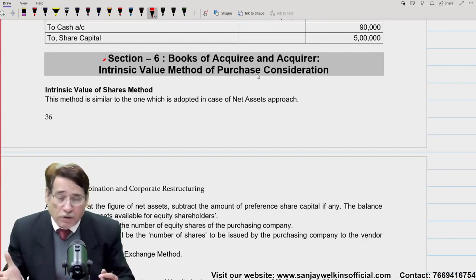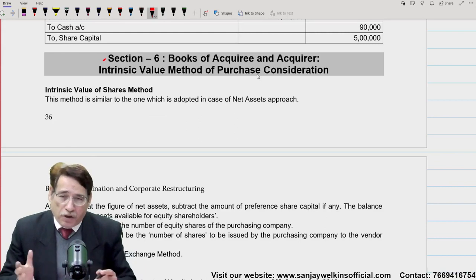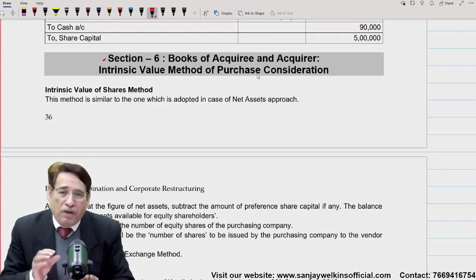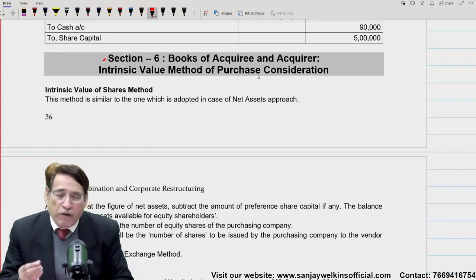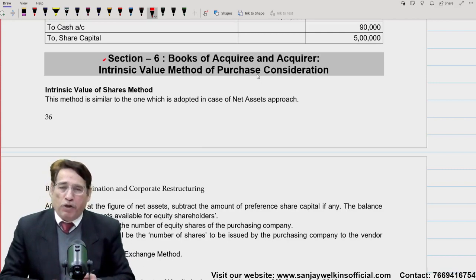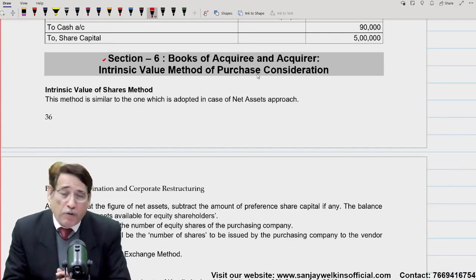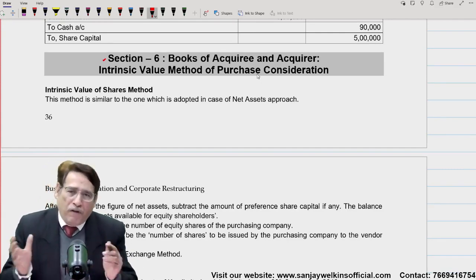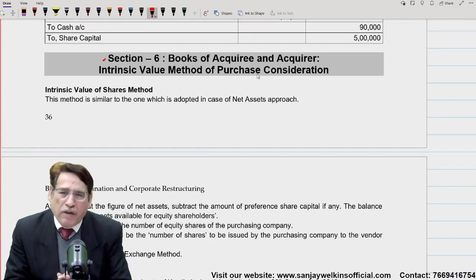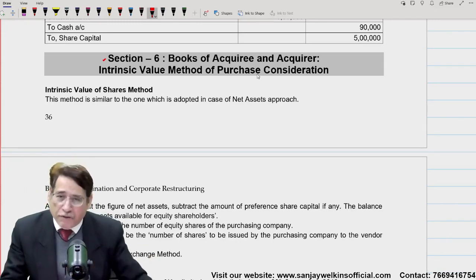The point is also this. When purchase consideration is not given, I told you there are three methods available. Generally, we apply the net assets method when it is written in the question that some balance portion is payable in so and so form. In that particular situation, we apply the net assets method to compute the purchase consideration. However, in case of the intrinsic value method, you need not stretch your mind because it will be very clearly given in the question that we have to use the intrinsic value method.